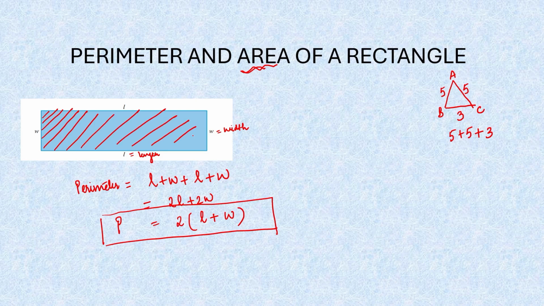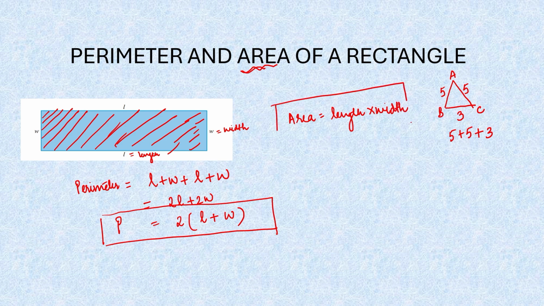So this is your area. The shaded portion is your area. For calculating the area of a rectangle, you have a simple formula, which is length into width. So in this way you can calculate the area of a rectangle. This is a very simple topic, we have just learned how to find the perimeter and area of a rectangle. Now we'll go to another figure, which is your triangle.